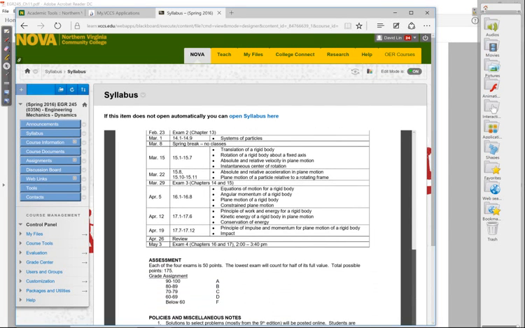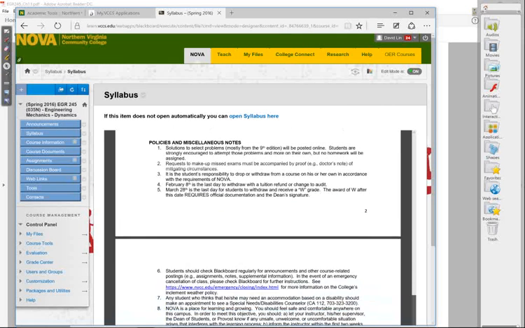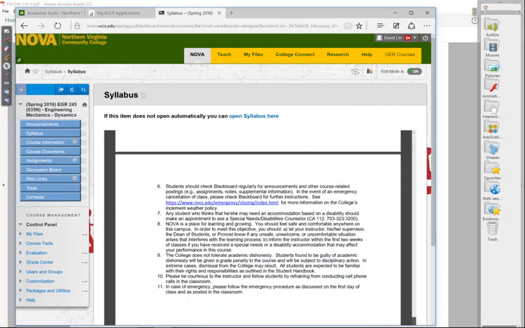You'll see how the course is going to be graded, and of course there are some important notes regarding policies and procedures, so make sure you go through those. So that's the syllabus and the Blackboard page. Let me get rid of this, and we're going to jump right into the very first lecture.